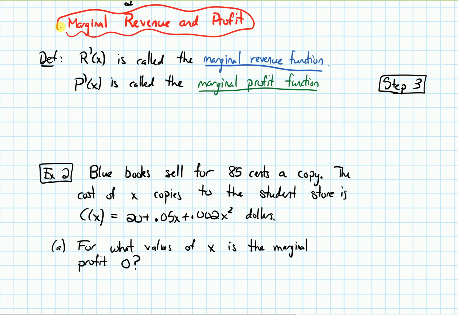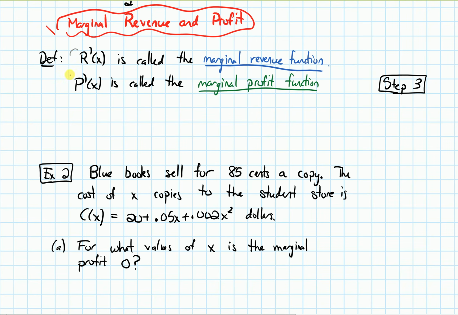In this video, we will talk about marginal revenue and marginal profit. So I'm going to begin by defining the marginal revenue and marginal profit functions. We say that the derivative of revenue, r prime of x, is called the marginal revenue function. And p prime of x, the derivative of the profit function, is called the marginal profit function.